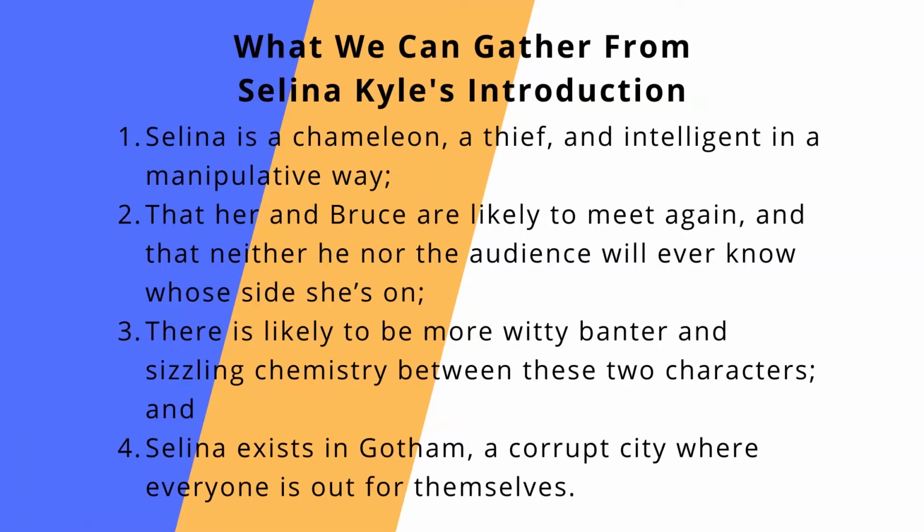From our introduction of Selina Kyle, Catwoman, we gain the sense that 1. She is a chameleon, a thief, and intelligent in a manipulative sort of way. 2. That her and Bruce are likely to meet again, and that neither he nor the audience will ever know whose side she's on. 3. That there is likely to be more witty banter and sizzling chemistry between these two characters. And 4. That Selina lives in Gotham, a corrupt city where everyone is out for themselves.